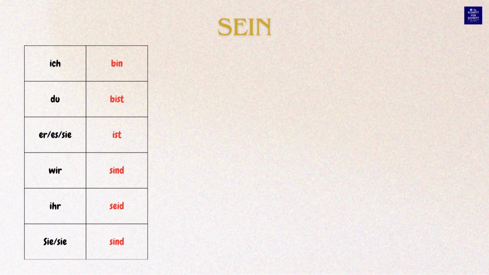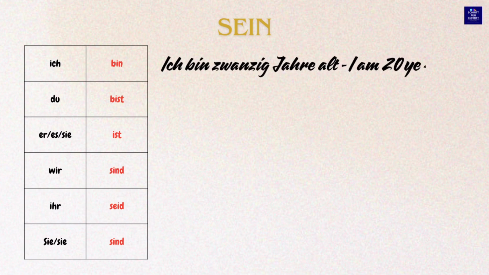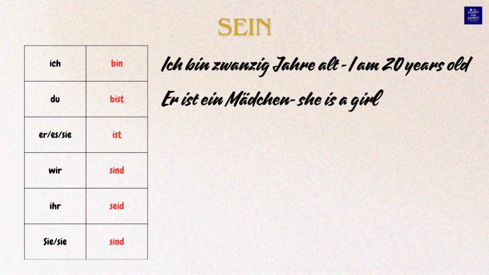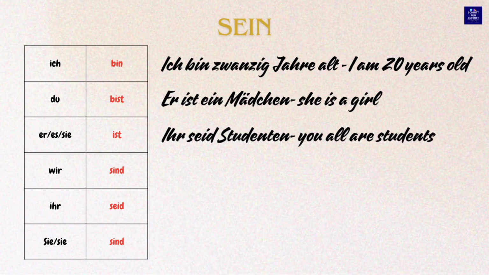Now we have some examples for sein. So, ich bin 20 Jahre alt, as you might have done in the Vorstellung. So, I am 20 years old. Sie ist ein Mädchen, she is a girl. Ihr seid Studenten, you all are students.